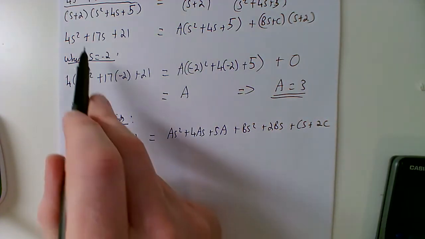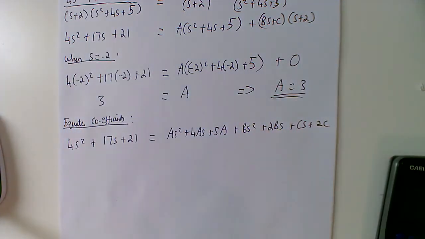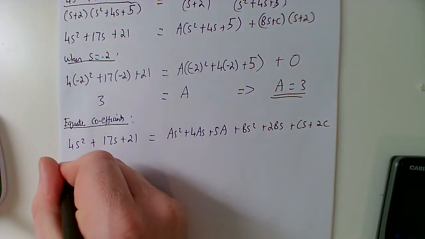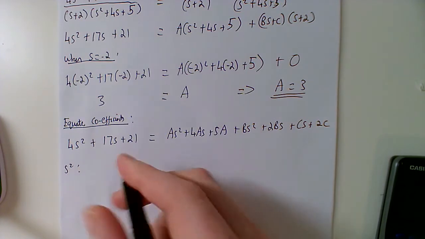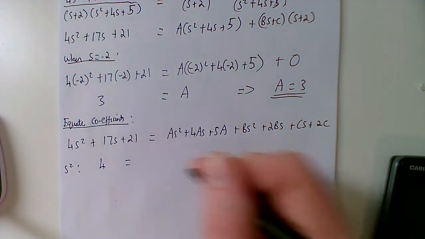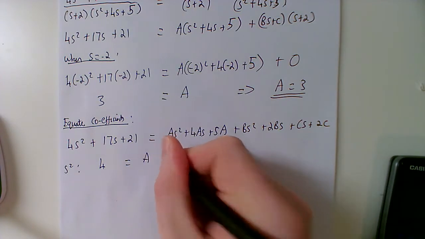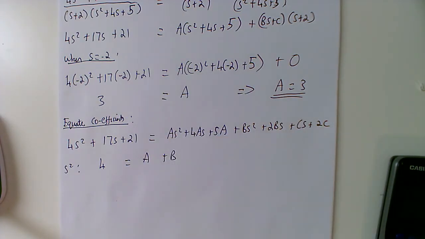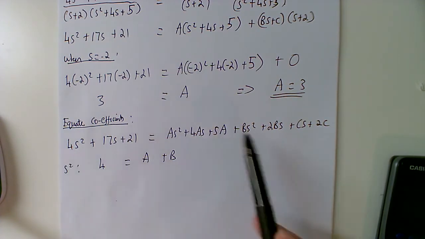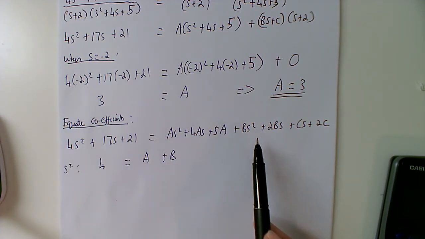I've just multiplied out this whole equation here. And then I'm going to look at s squareds. So s squareds, I've got 4 of them on this side, A of them on this side, and B of them on this side. So we're looking to compare the number of s squareds on the left hand side and the number of s squareds on the right hand side.